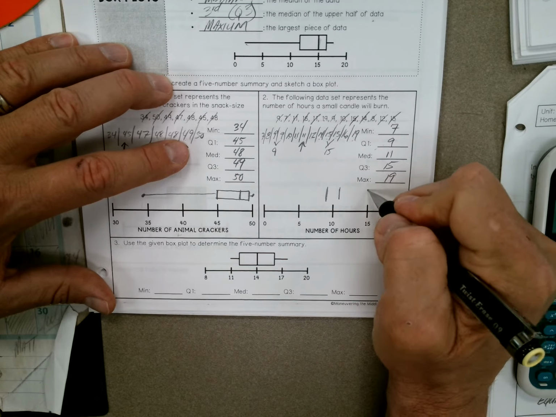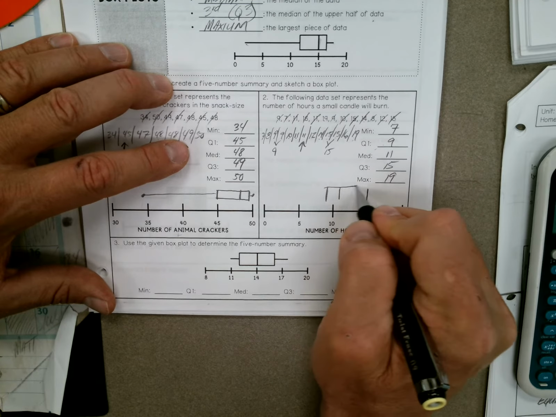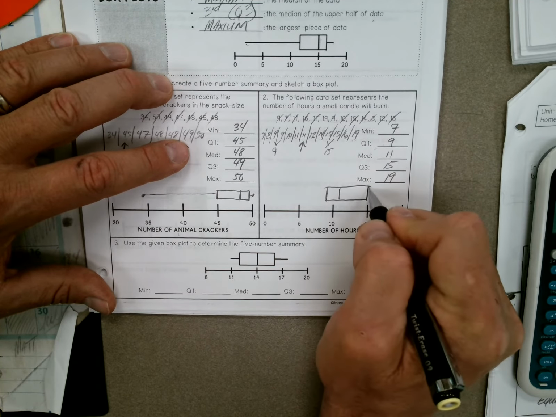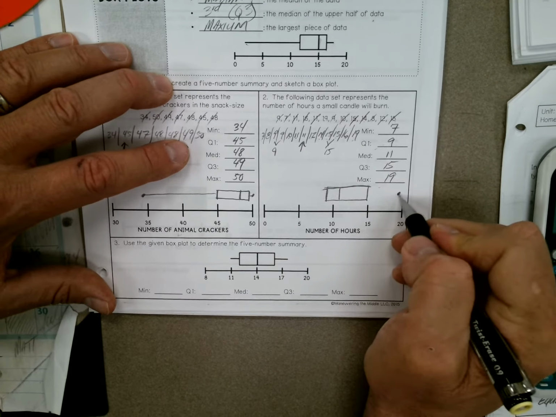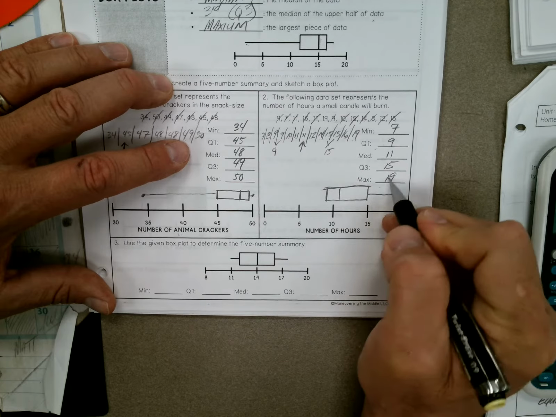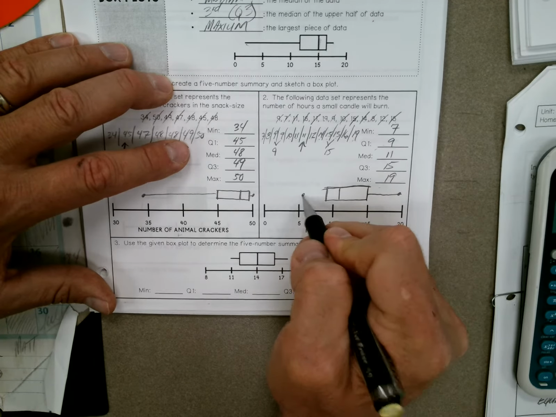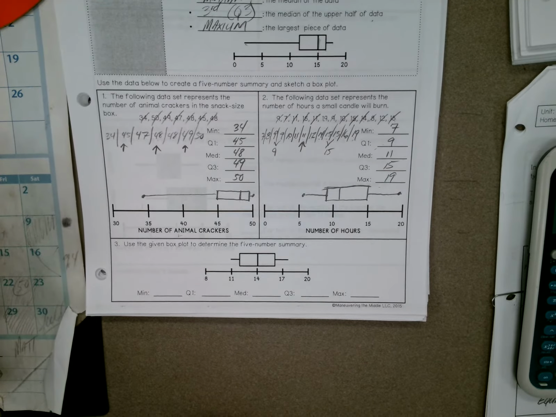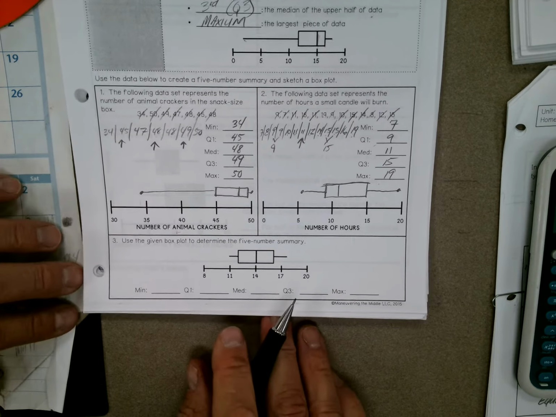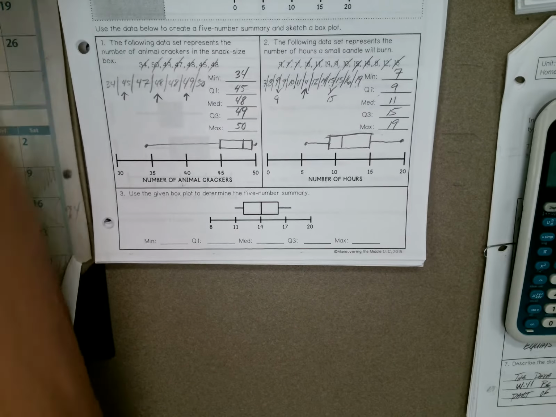Third quartile is 15. Let's make our box. Maximum goes to 19. I like to do it that way. The minimum goes to 7, and I like to do it that way. So there's your box and your whiskers. Right? That's called a box plot. All right, let's pull this down a little bit and see what we have cooking down here.